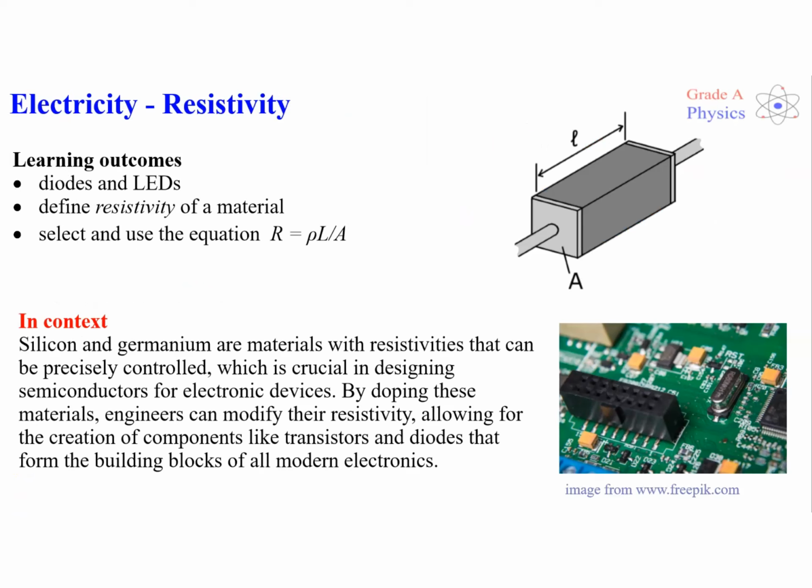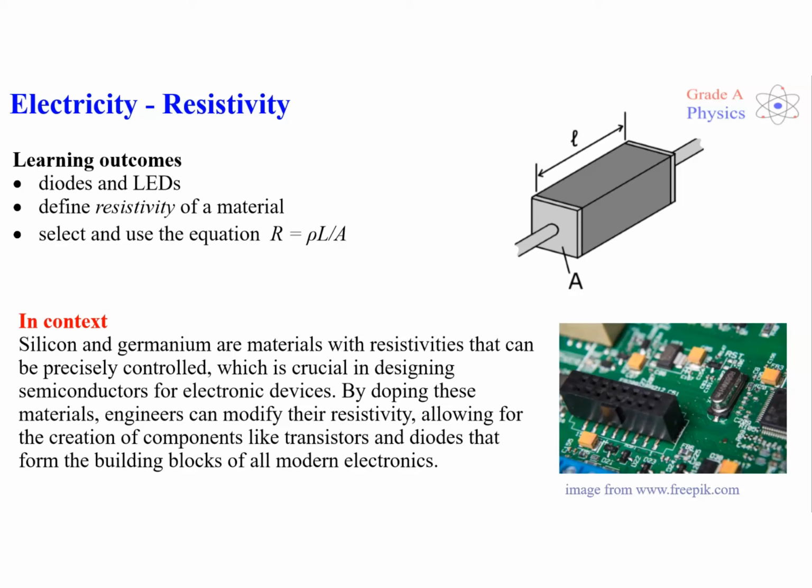The learning outcomes for this lesson are we're going to look at diodes and light emitting diodes, LEDs. We're going to define resistivity, and then we're going to look at using the resistivity formula as shown. The context example of this is modern electronics.